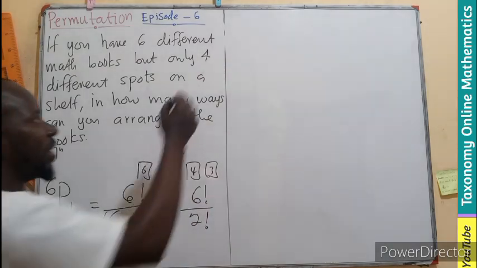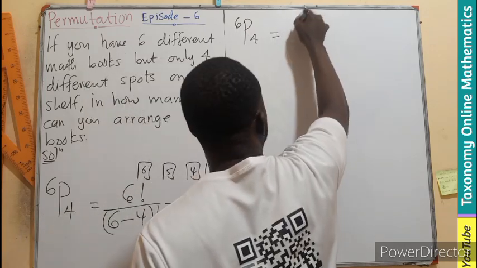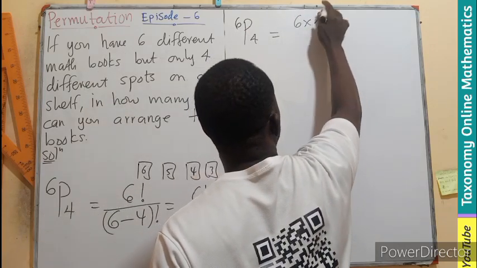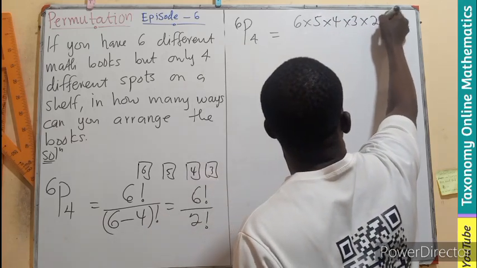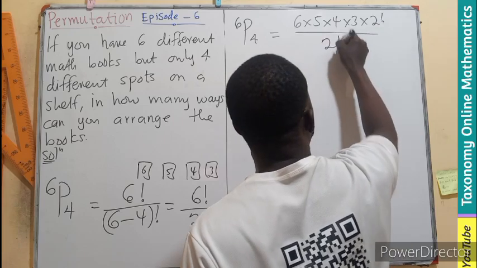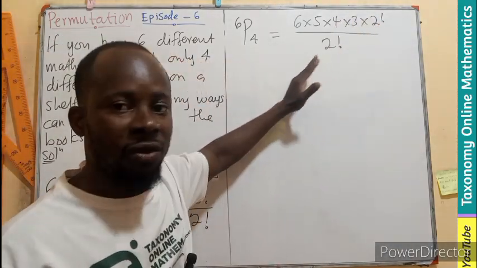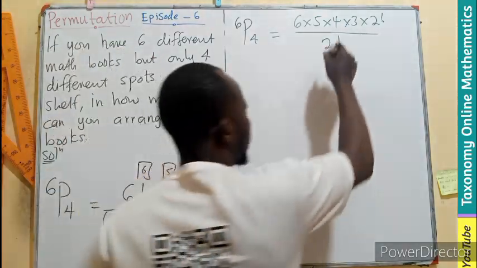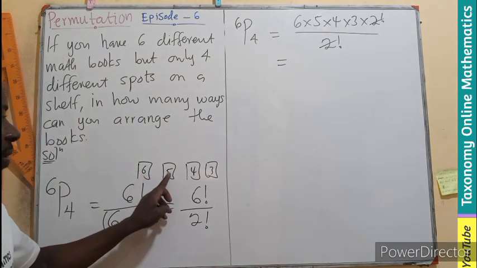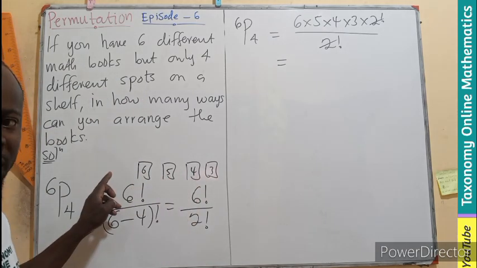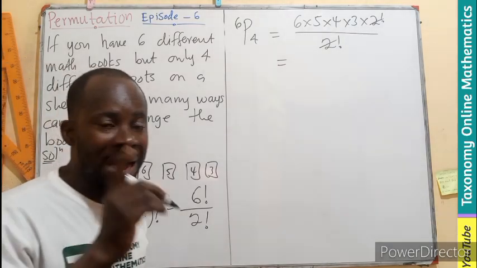So what do we do in this case? That becomes 6 permutation 4 equals 6 times 5 times 4 times 3 times 2 factorial, all over 2 factorial. I can expand both, but I'm seeing 2 factorial over 2 factorial, so it can easily cancel out. So if this cancels out, I should have 6, 5, 4, 3, all multiplied, because we are multiplying in terms of the fundamental principle of counting, our product.